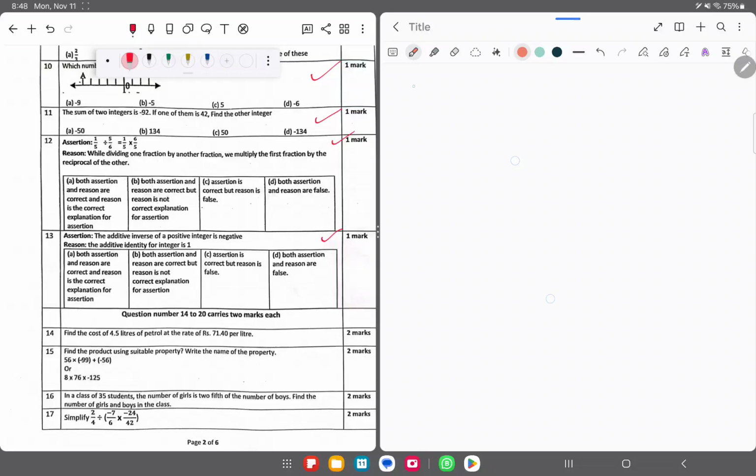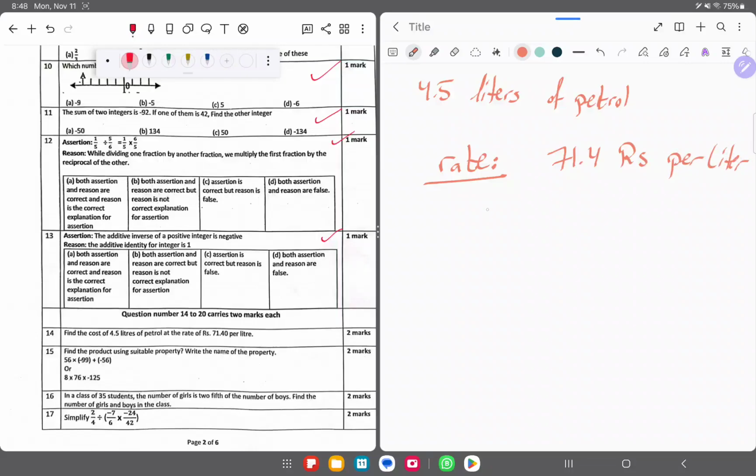14. Find the cost of 4.5 liters of petrol at a rate. We need to explain rate. What is the rate? This is English. We're explaining in an English class right now. What is the rate? They're telling you, let's use their example: 71.4 Indian rupees per liter.